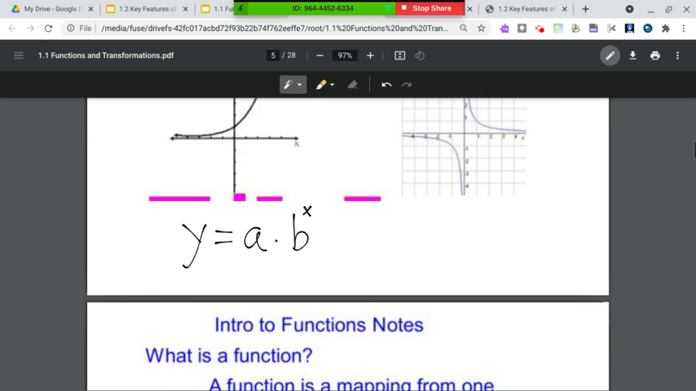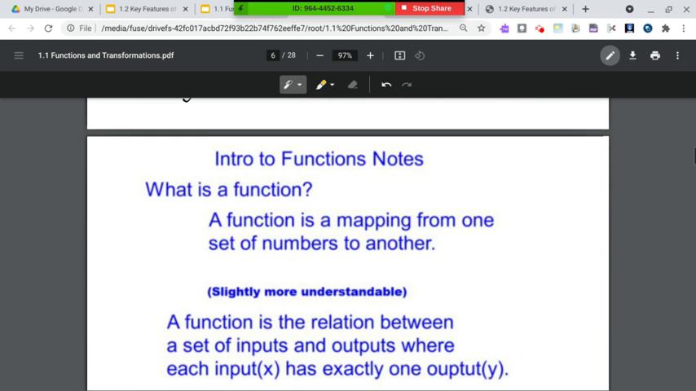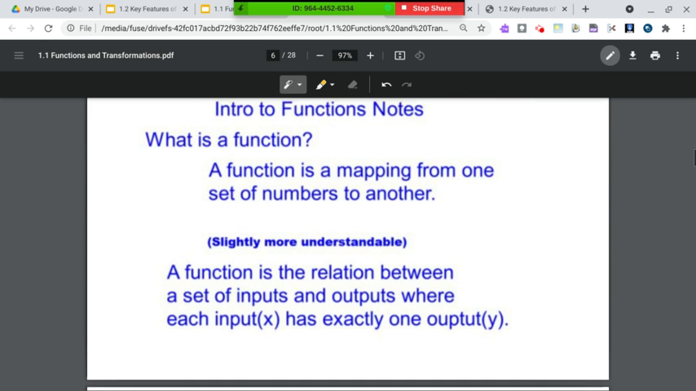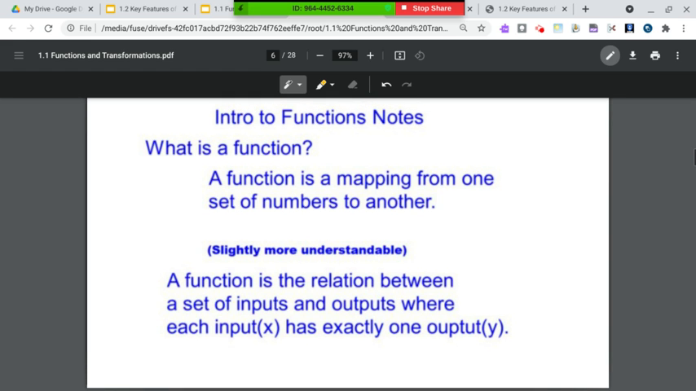Okay. So, what is a function? You obviously have heard this word before. It's a mapping from one set of numbers to the other. It's the relation between a set of inputs and outputs, where each input has exactly one output. So the x values cannot repeat. No repeating x values.